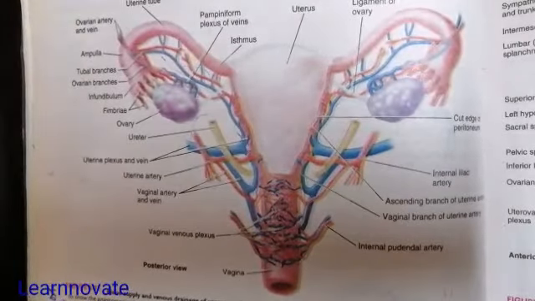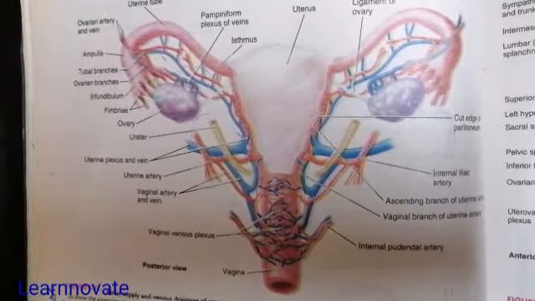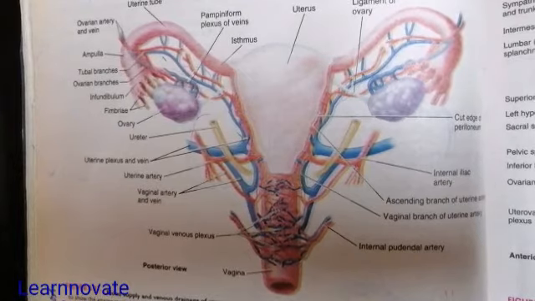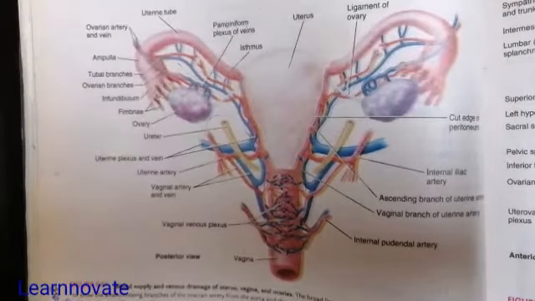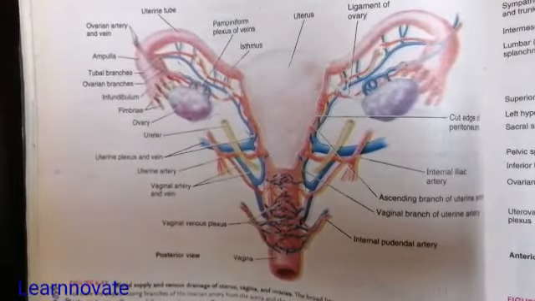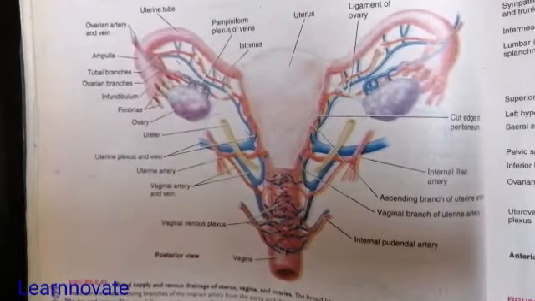So this was all about the internal genitalia. We have discussed the gross anatomy, and now we have discussed the blood supply and the supports of the uterus and the ovary. So I think you have covered more.